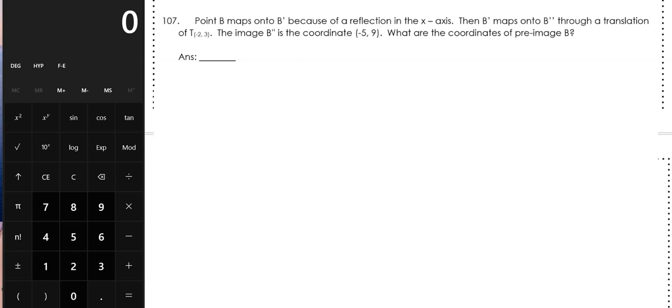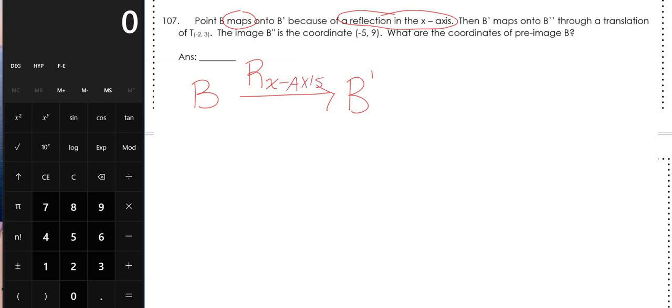Okay, so 2 different things happened here. First, they say that you have a point called B. And B turns into B prime, or maps onto B prime, because of a reflection in the x-axis. That's the first thing that happened. So I'm going to put R, x-axis.